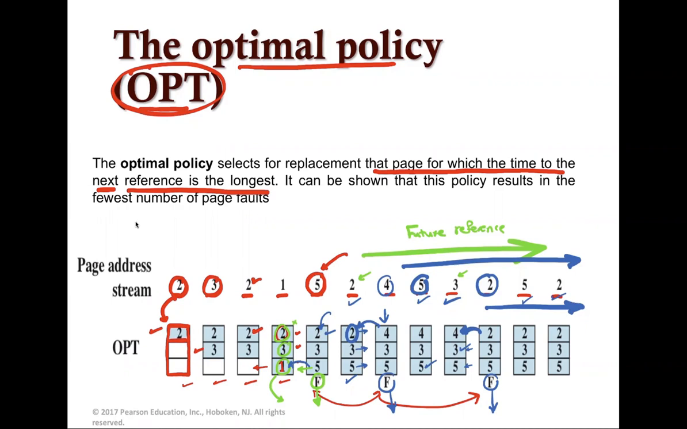Now at this time frame, we have a 2, a 3, and a 5. The next reference would be 2, so we're good. The next reference would be 2, so we're good. So we only have 3 page faults.